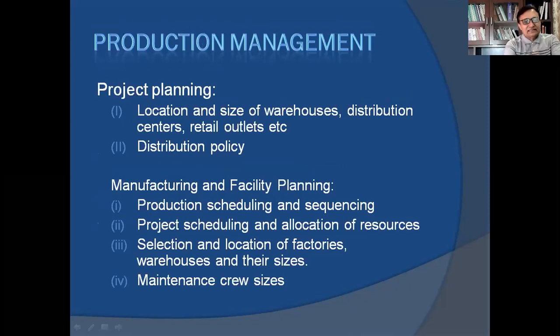Similarly, operations research is helpful in production management, in project planning, for example, location and size of the various warehouses with the help of the transportation model, distribution centers, retail outlets, where the assignment model can be used. For distribution policy, transportation and assignment models both can be used. For manufacturing and facility planning, product scheduling and sequencing models are there. For project scheduling and allocation of resources, PERT and CPM are there. For selection and location of factories, the transportation model is there. Maintenance of crew sizes. So here we can use the various models used in operations research.